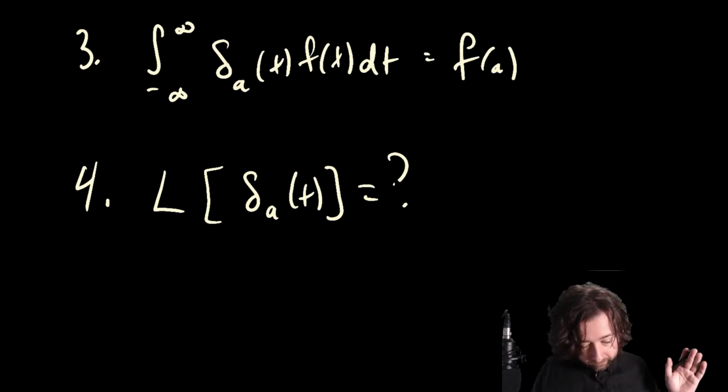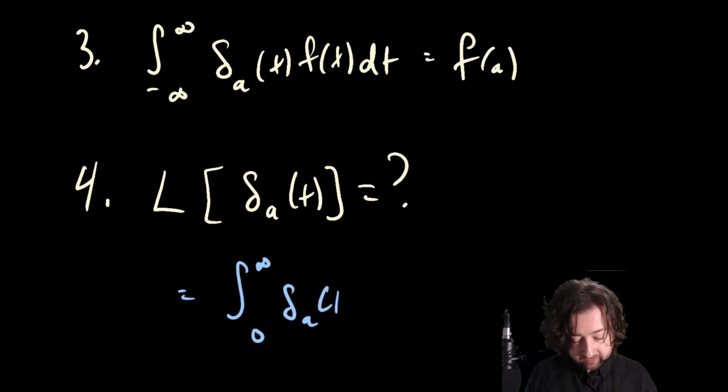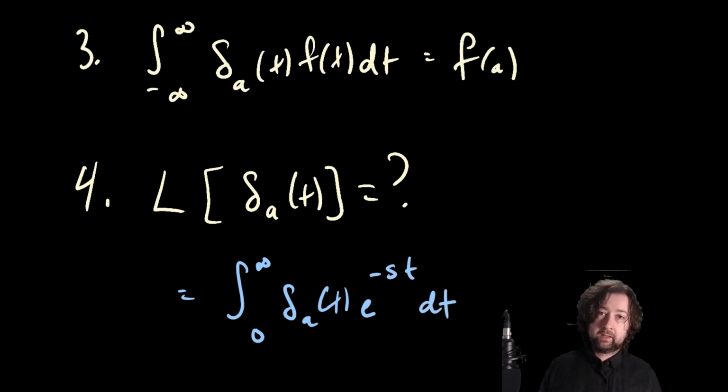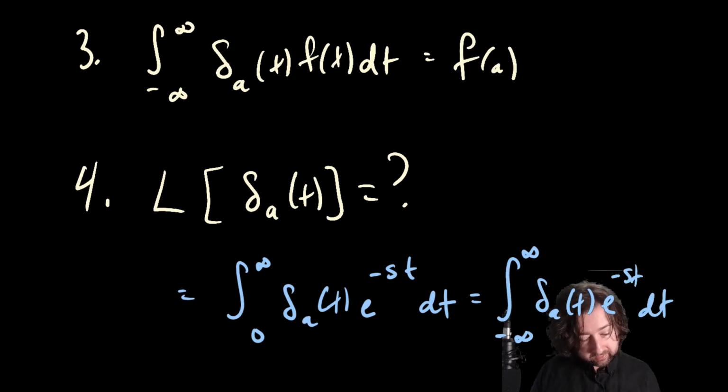Okay? All right, so what is its Laplace transform? Well, the definition of the Laplace transform says this is supposed to be the integral from 0 to infinity of delta a of t times e to the minus st dt. And this is actually the same as the integral from minus infinity to infinity, because delta is equal to 0 over there anyway for positive values of a. So if I like, I can think of this as being the integral from minus infinity to infinity of delta a of t e to the minus st dt, specifically because delta a is equal to 0 from minus infinity to 0.